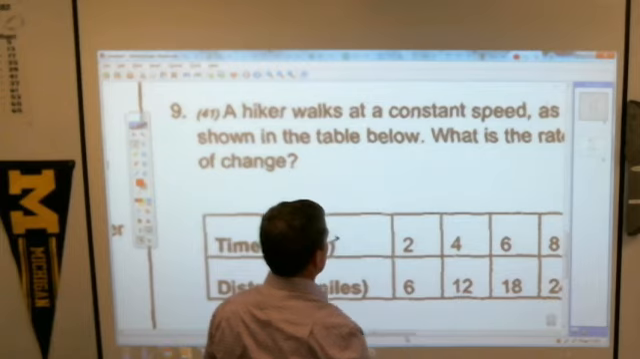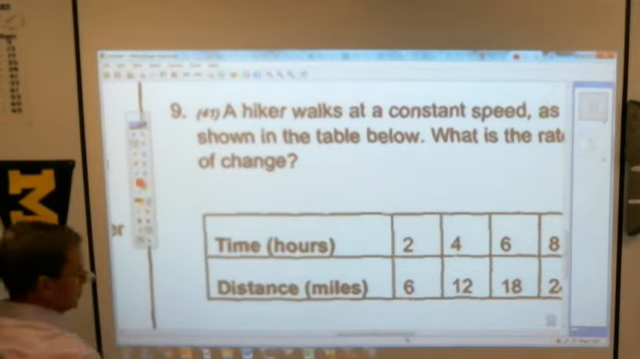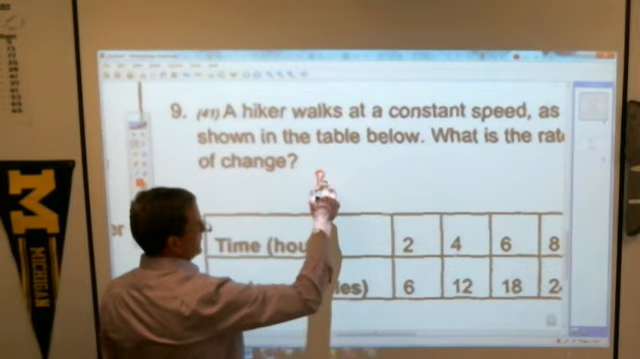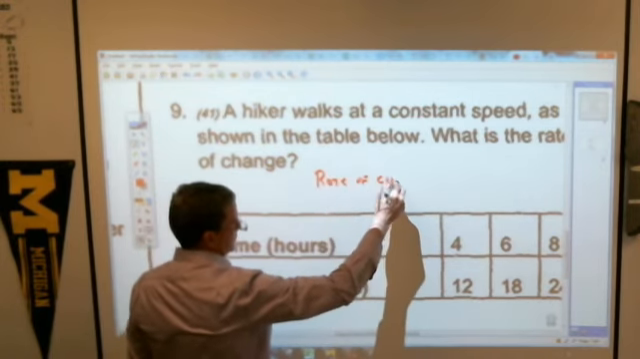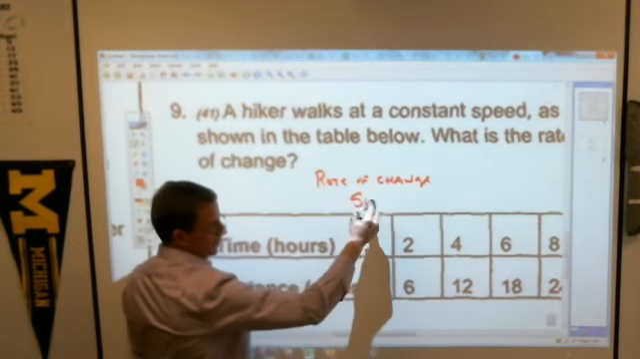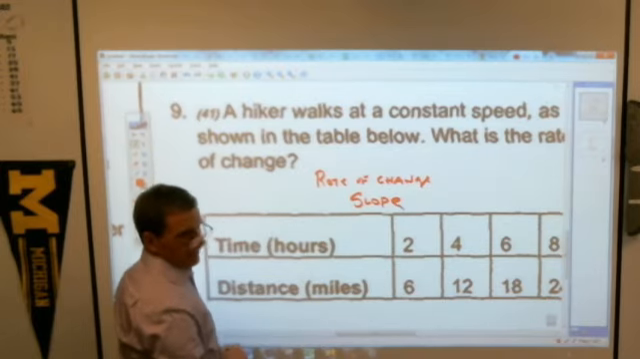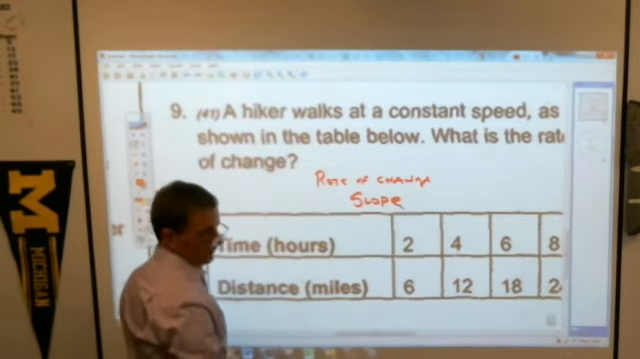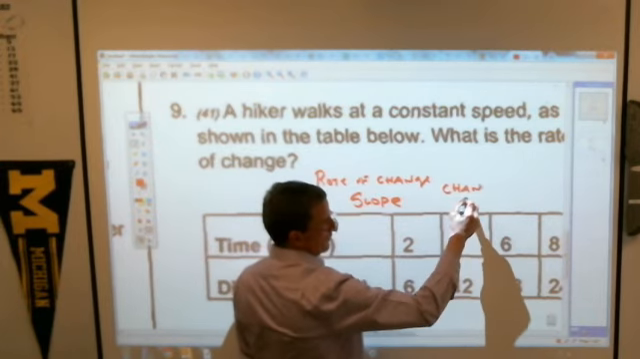I've got: A hiker walks at a constant speed as shown in the table below. What is the rate of change? You should know rate of change. Rate of change is actually the same as slope. That's rate of change. And what is our little slope formula? It is the change in what over the change in what?